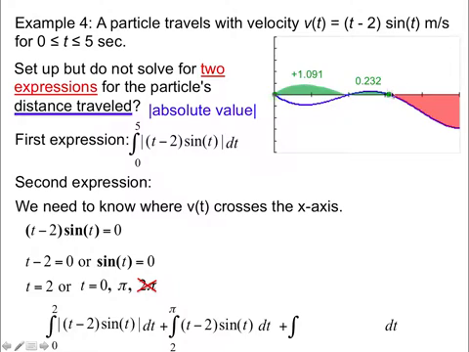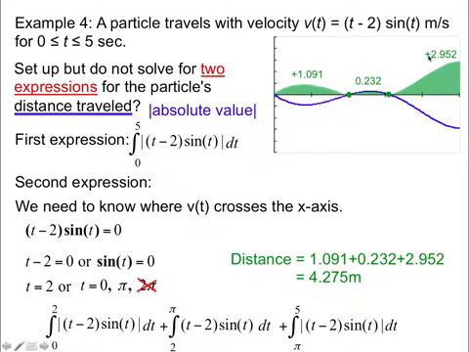And then the last region here, we're going to need an absolute value sign. It goes from pi to 5. And we're going to use our absolute value signs here. And we use our absolute value, we'll get a value of 2.952. So this green region represents the total distance traveled. And when we add up those three numbers, we get a value of 4.275 meters for the total distance traveled.